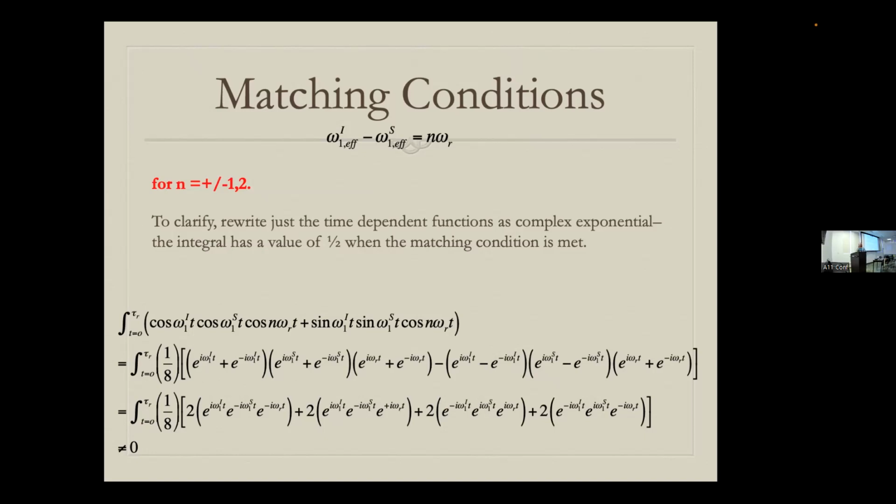So you need a time invariant resultant of the multiplication. So this page only illustrates for n equals plus or minus 1, but you could write out another expression with cos 2 omega RT, and then you'd get the n equals 2 conditions.